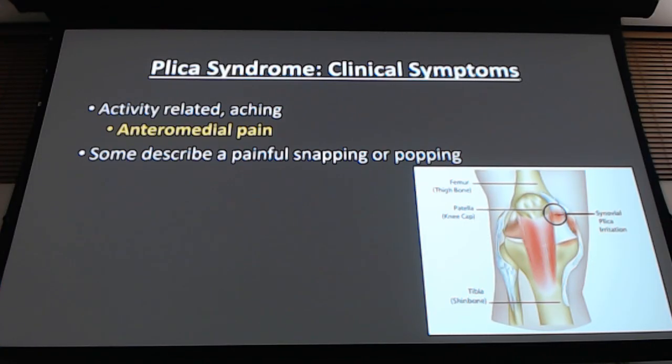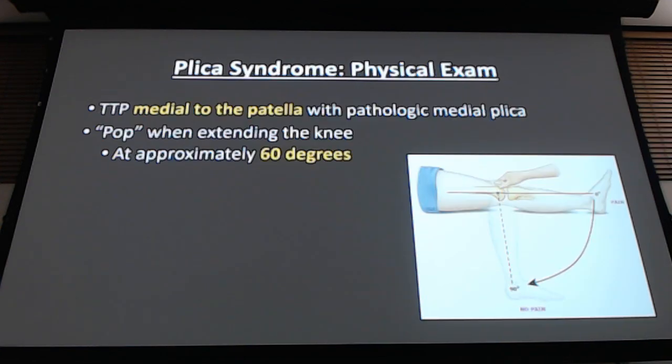Okay, so sometimes they'll describe like a snapping or popping sensation. Again, they'll specifically say it's right there in the anteromedial aspect. Okay, so focus in on that. See how it's red there? That means there's something present there. It's angry. Okay, it's an inflammation of the synovium. Again, normally asymptomatic. Okay, they'll have tenderness to palpation there at the medial to the patella, and they'll have that pop when extending the knee.